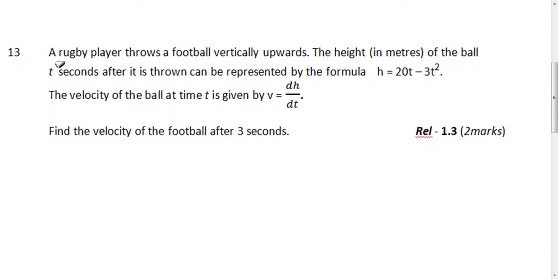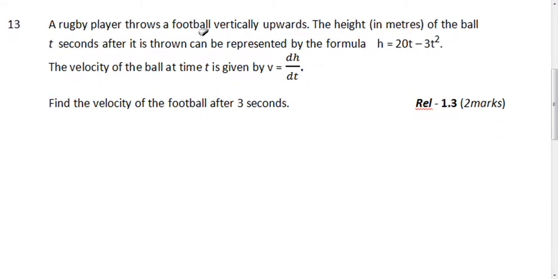Okay, lastly in this lesson, let's look at question 13. A rugby player throws a football vertically upwards. The height of the ball t seconds after it's thrown can be represented by this formula here. Now the velocity of the ball at time t is given by v equals dh by dt, i.e. the derivative. If we differentiate that, we get the velocity. We've got to find the velocity of the ball after 3 seconds.